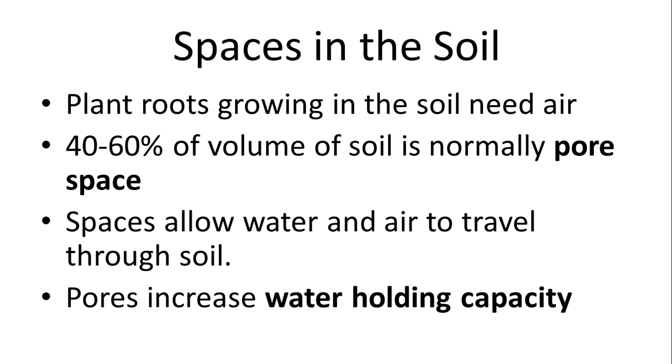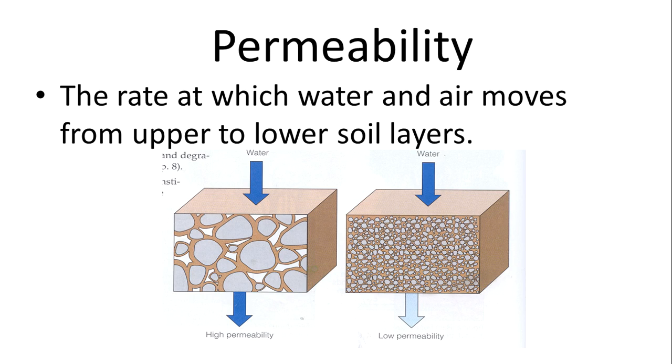And so the amount of pores that are present in a certain type of soil will actually increase the water holding capacity. Whereas if I have fewer pores, I will decrease water holding capacity. So that's how much water the soil can actually hold on to. And the rate at which water can filter through the soil is called permeability or infiltration rate. This is the rate that water and air can move from the top to the bottom.